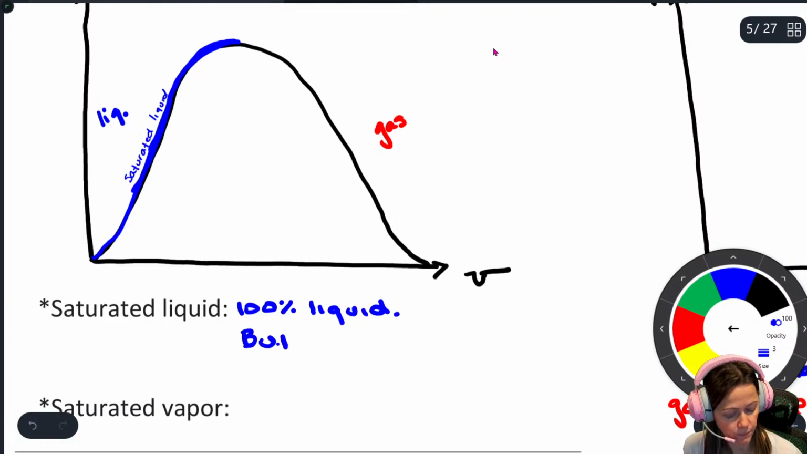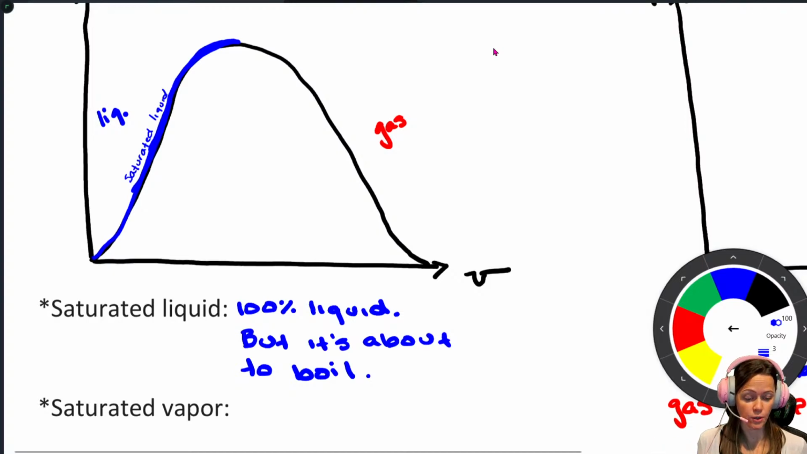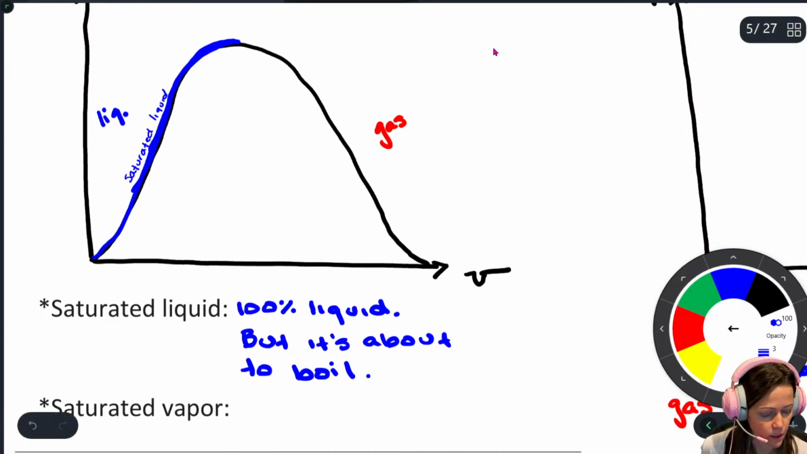But it's about to boil. Okay, but it's still, like I said, 100% liquid. You just don't see any gas bubbles yet. It's just at that tipping point. So if it's right on that line, we give it a special name, saturated liquid, but it's still a liquid. Same properties as just 100% liquid.